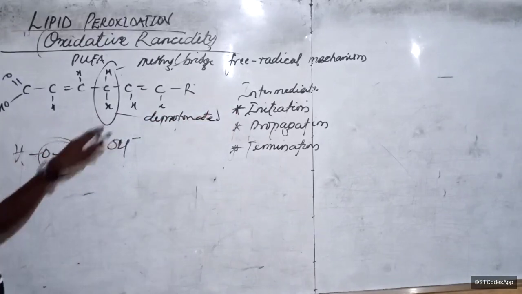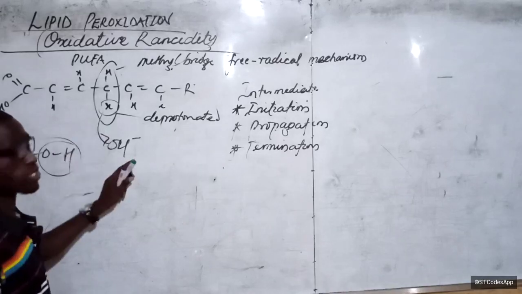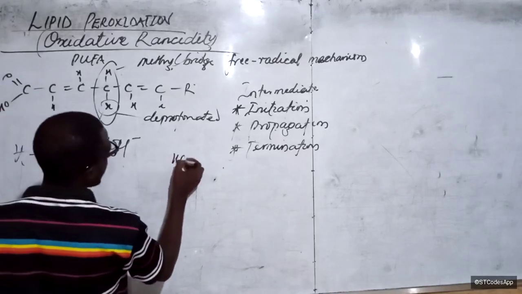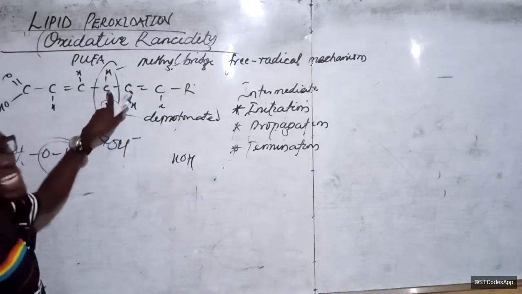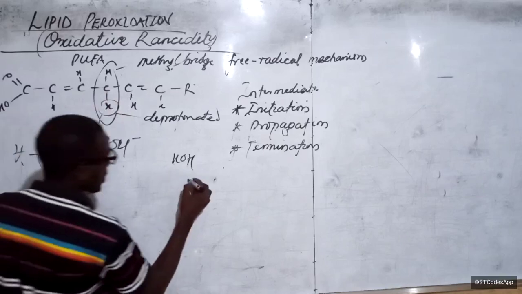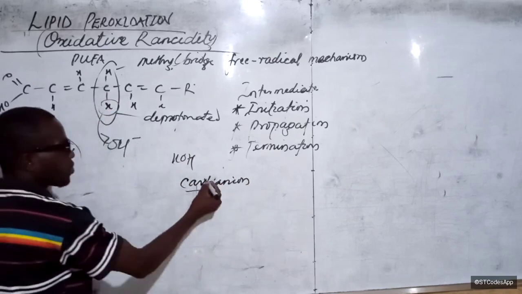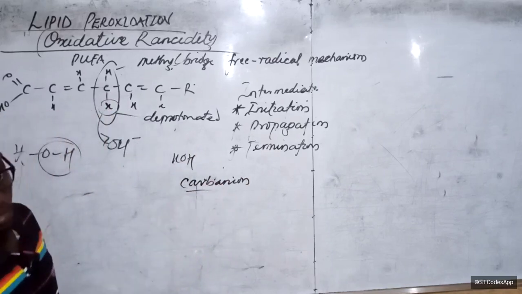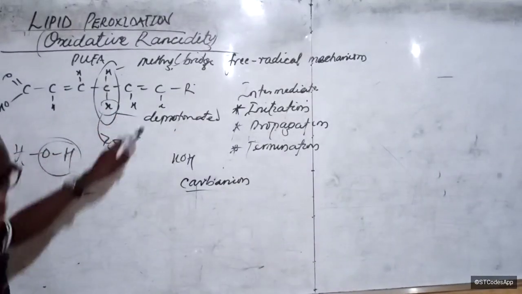So, what does that mean? It means that this H is going to be attached to this OH, and then what happens is that water is formed here, and this guy becomes a carbanion. A carbanion means a carbon atom with a negative charge, an anionic carbon.